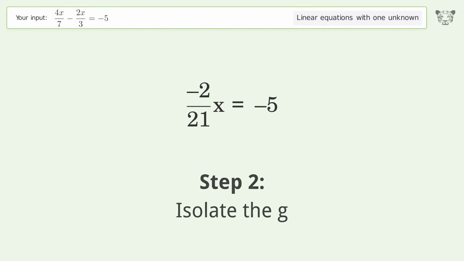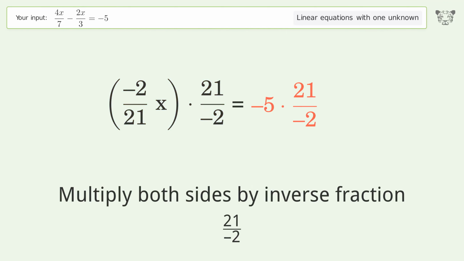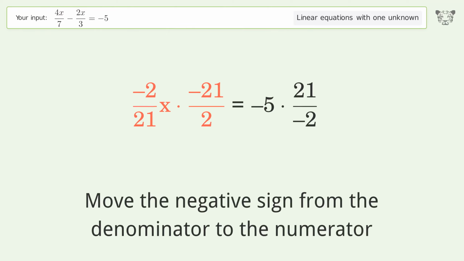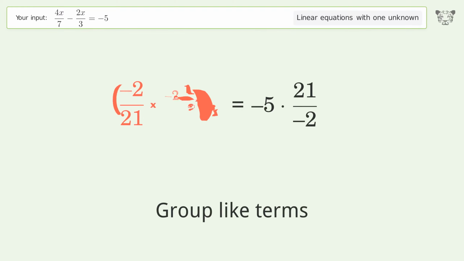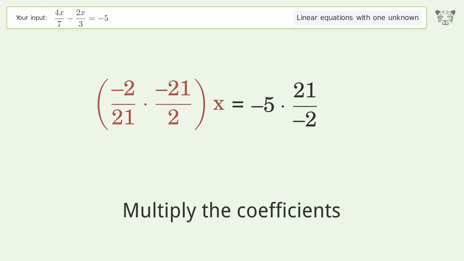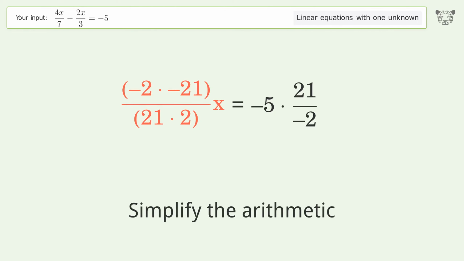Isolate the g. Multiply both sides by the inverse fraction 21/-2. Move the negative sign from the denominator to the numerator. Group like terms. Multiply the coefficients. Simplify the arithmetic.